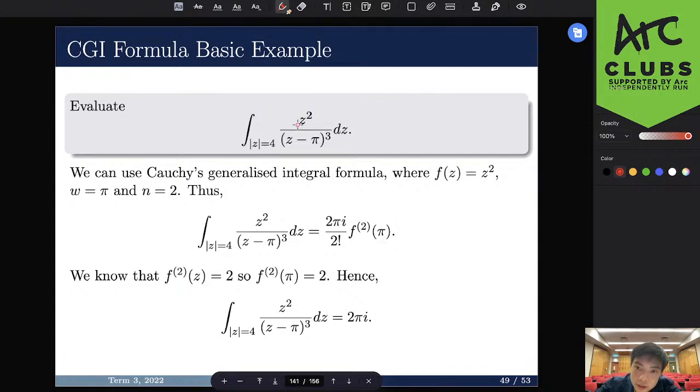The second derivative is going to be 2, since the first derivative of z squared is 2z, so the second derivative must be 2. And since it's constant, it doesn't matter where it is, so even at pi, it's still 2. So we can just sub in 2 into our equation right there, and we should get 2 pi i, because this 2 factorial and this 2 cancel out.